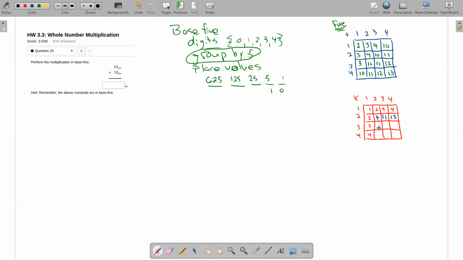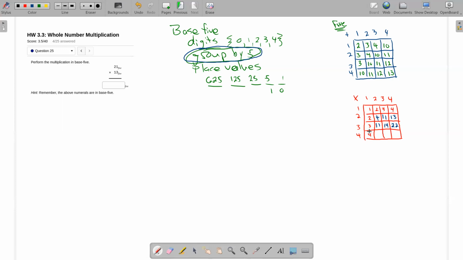3 times 2 is 6. We already got that one. That's a 5 and a 1. 3 times 3 is 9. How do we regroup 9 in terms of 5? That would be a 5 and 4 ones. 3 times 4 is 12. How many groups of 5 are in 12? There are 2 groups of 5 and 2 left over. Right? This is all about grouping by 5.